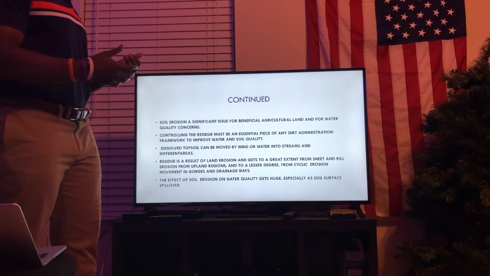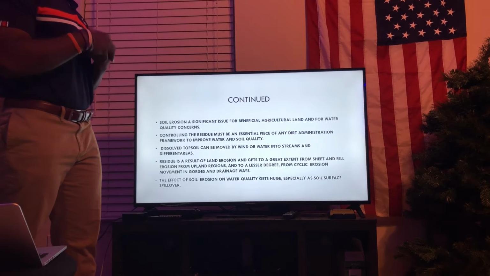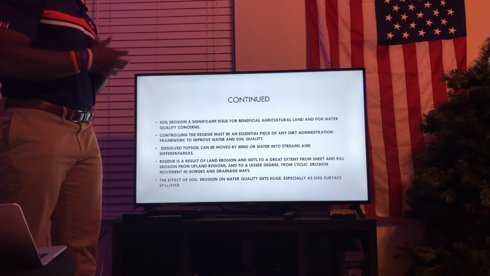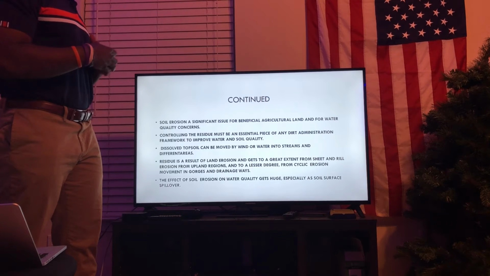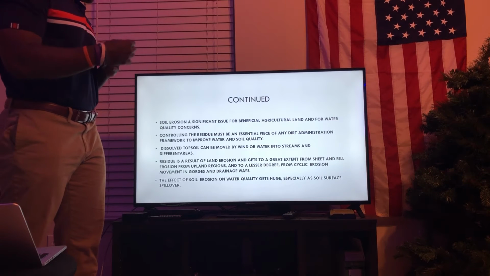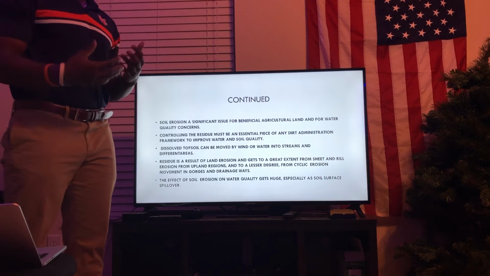Soil erosion can be significant as far as agricultural land and water quality are concerned. Controlling this sediment must be an essential piece of any soil management framework to improve water and soil quality.